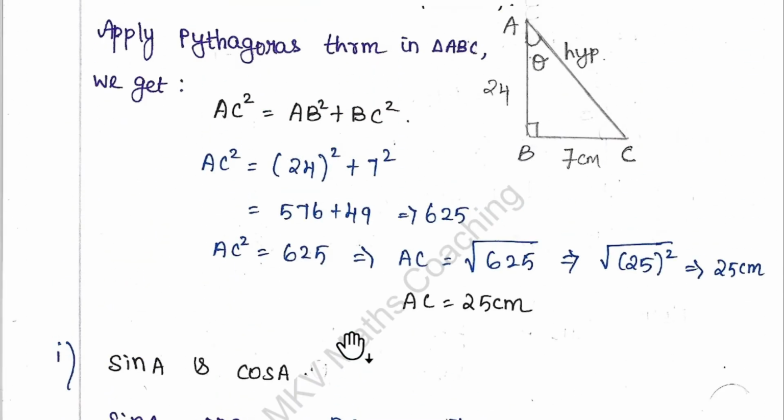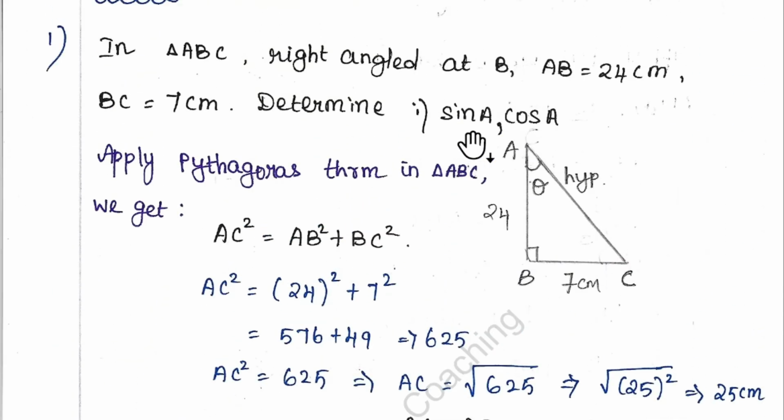So in this type of problem, when you want to find the ratios, you need to know all three sides of the triangle. Mostly they give two sides' values, and for the third side you use the Pythagoras theorem to get the third value.